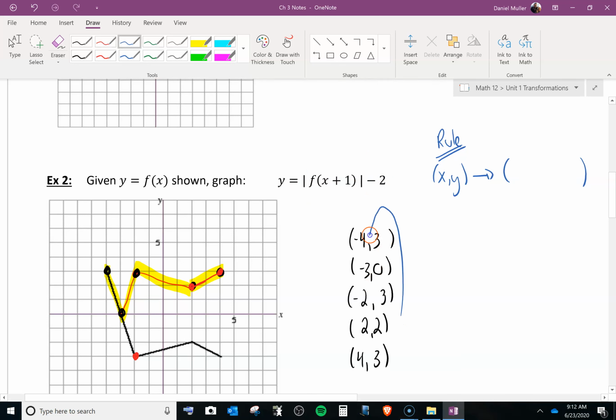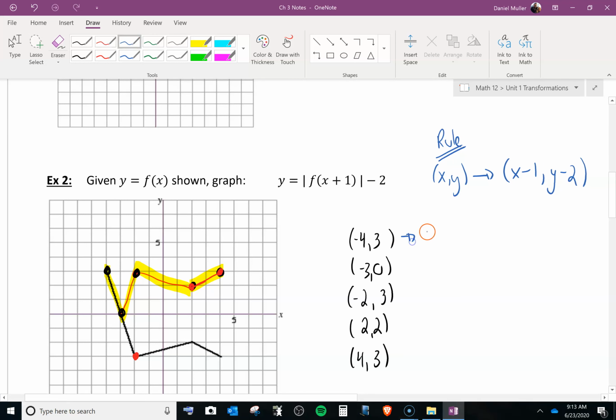Notice here, all of those numbers are positive or 0 because we took the absolute value of the y. So all these y's need to be positive, and they are. So we've already dealt with that. So the only thing we have is the inside and the outside. So it says x plus 1. I'll do the opposite, x minus 1. And on the outside it says minus 2, so that'll affect the y exactly as a minus 2.